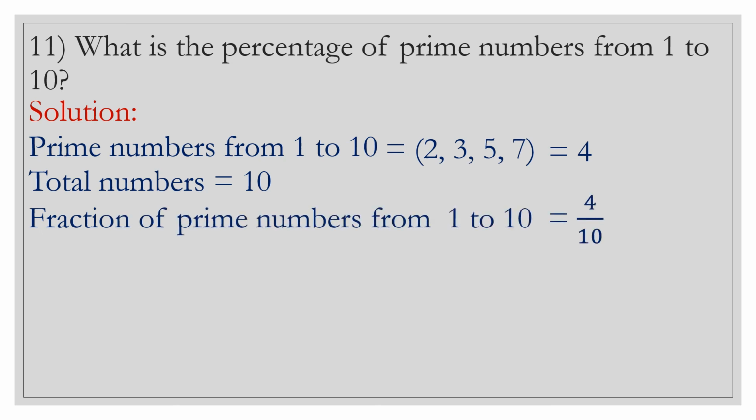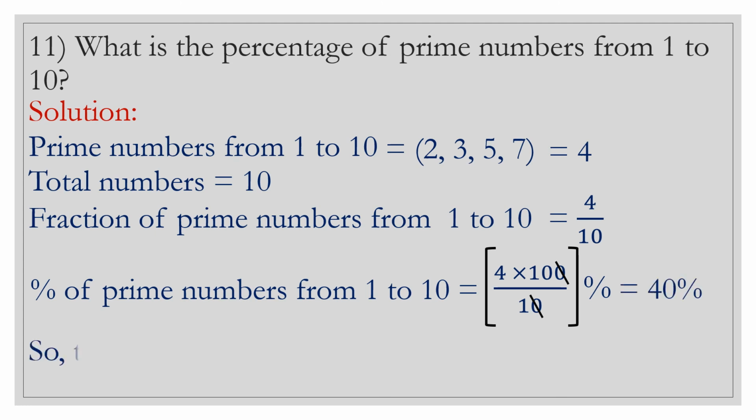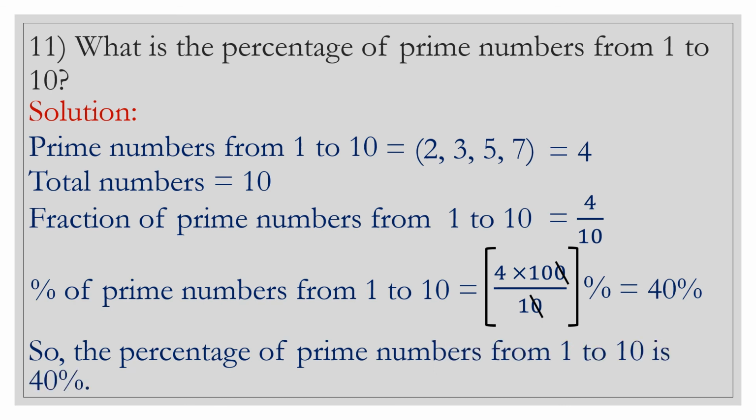Now convert into percentage. Percentage of prime numbers from 1 to 10 is equal to, write down 4 upon 10, multiply by 100 in bracket and put the percentage symbol. Now simplify. Cut 10 by 10. Now it cannot be further divisible, so we get 40%. So the percentage of prime numbers from 1 to 10 is 40%.